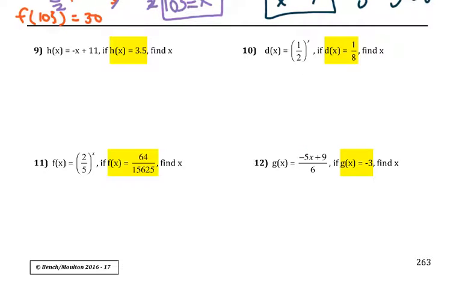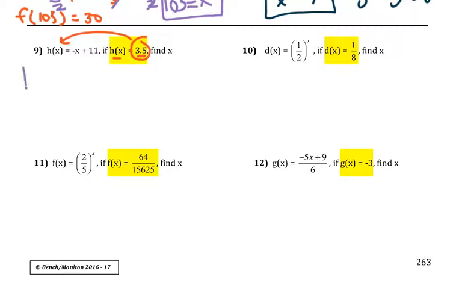Okay, here are the numbers for 9 through 12. So number 9, 10, 11, and 12, they're like the ones that I just did, 7 and 8, where we're telling you that h of x, or your result, is 3.5. So you're going to put that in place of the h of x and solve for x. So you can copy down the numbers and take a few minutes and work on those, and then I'll go over them.